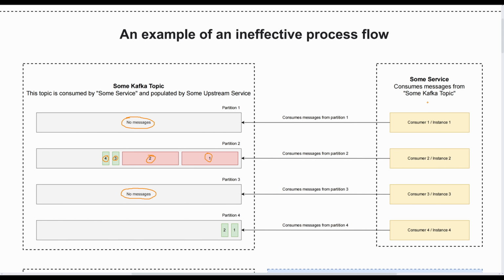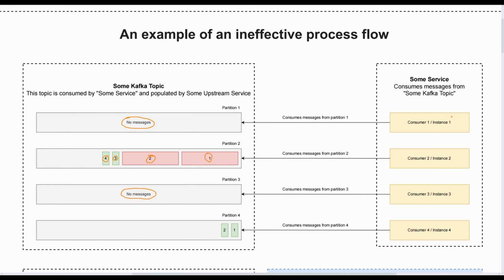At the right side we have some service, and we have 4 instances of this service. Each of these instances has a Kafka consumer, and each of these consumers is assigned to a partition of some Kafka topic. We can see here that we are consuming messages from some Kafka topic, and we are processing these messages here by performing time-consuming calculations.